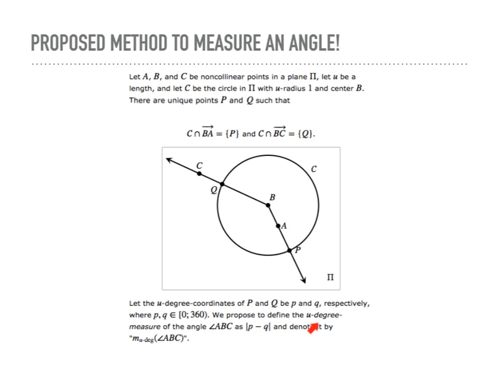We propose to define the U degree measure of an angle ABC as the absolute value of p minus q. And we denote this by m sub U-DEG, angle ABC. Most of the time in traditional geometry, you'll just see it written like this. EMF is very specific. It wants to state what the units are right there, so it's very clear.